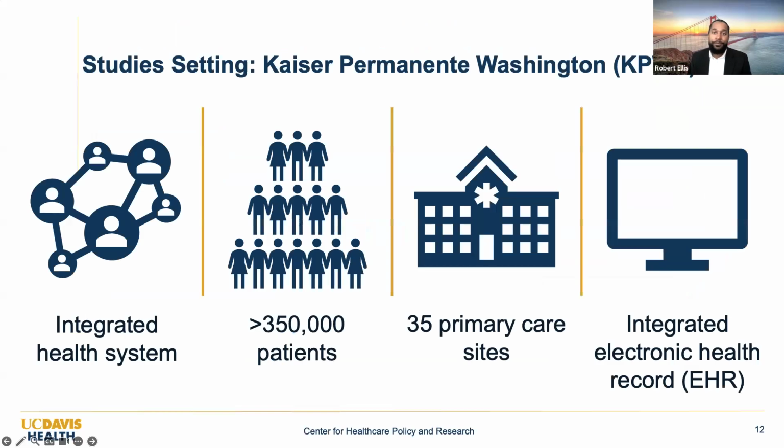Now we're going to describe the setting of this study, and that is Kaiser Permanente Washington. Kaiser Permanente Washington, which I will refer to as KPWA for short throughout this presentation, is an integrated health system that provides health insurance as well as medical care to over 350,000 patients throughout its 35 primary care sites. And all the clinics use the integrated electronic health records.